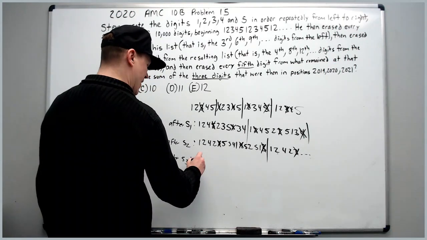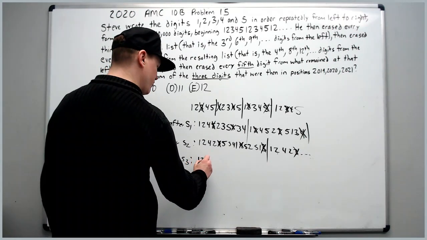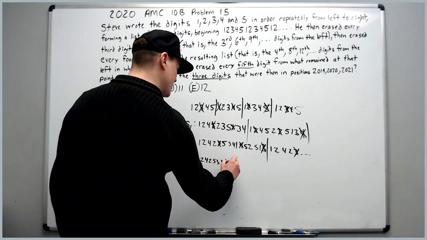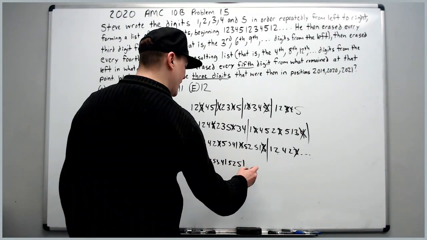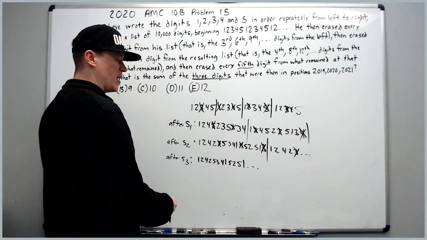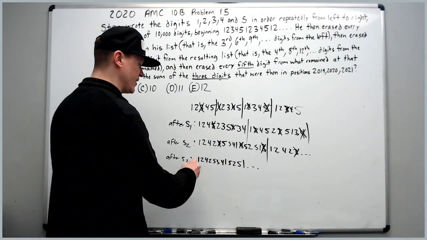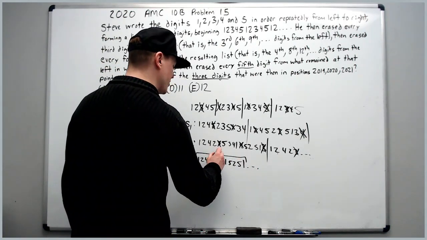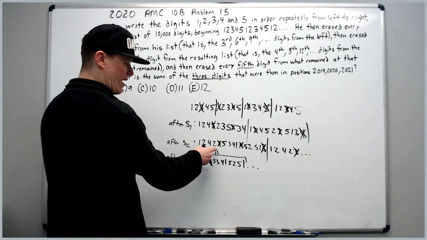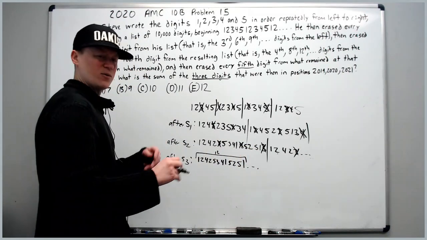So let's write what we have now. We have 1, 2, 4, 2, 5, 3, 4, 1, 5, 2, 5, 1, and then it's going to repeat, right? 1, 2, 4, 2 again. So how many numbers are in our repeated portion? There's going to be 12 numbers here, okay? Why? Because we have 4, 4, and 4. You know it's 12.